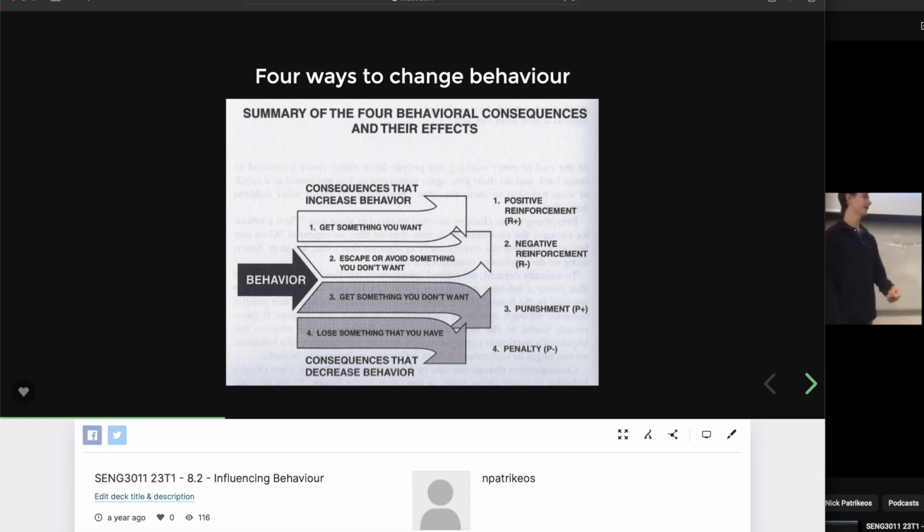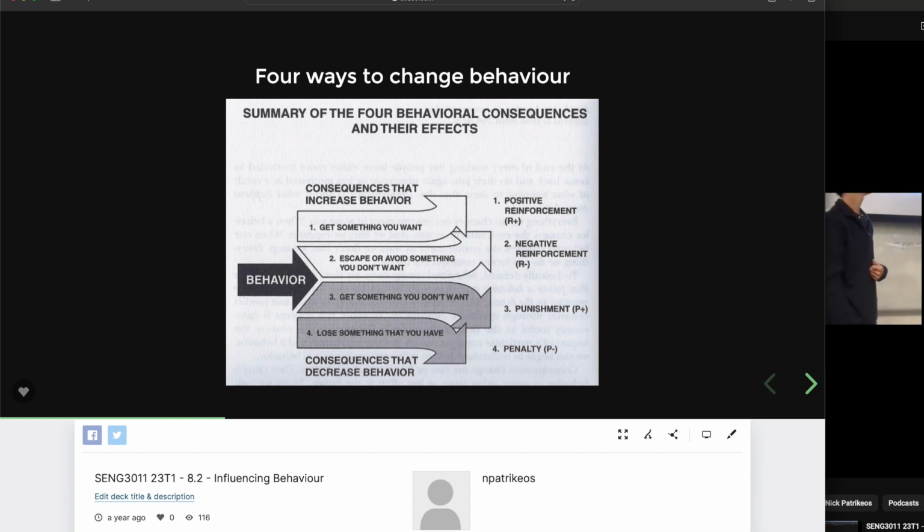A penalty is when you lose something that you have. Again, back to our parenting example, classic. I heard way too many times in my childhood, you're not allowed screen time today, or you're losing your iPad for a week, or you're losing your phone for a week, right? It's something that you had previously, you get taken off you. That's a penalty.